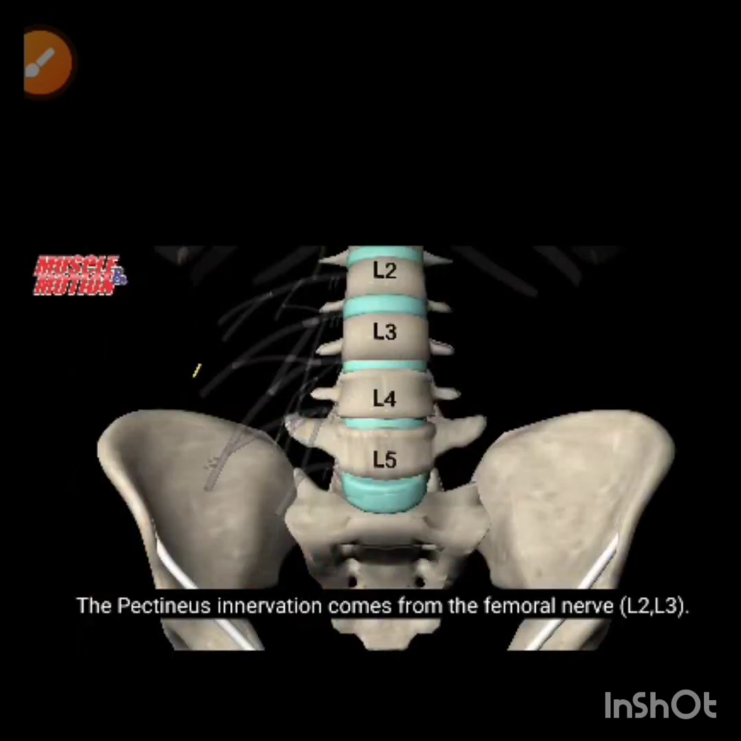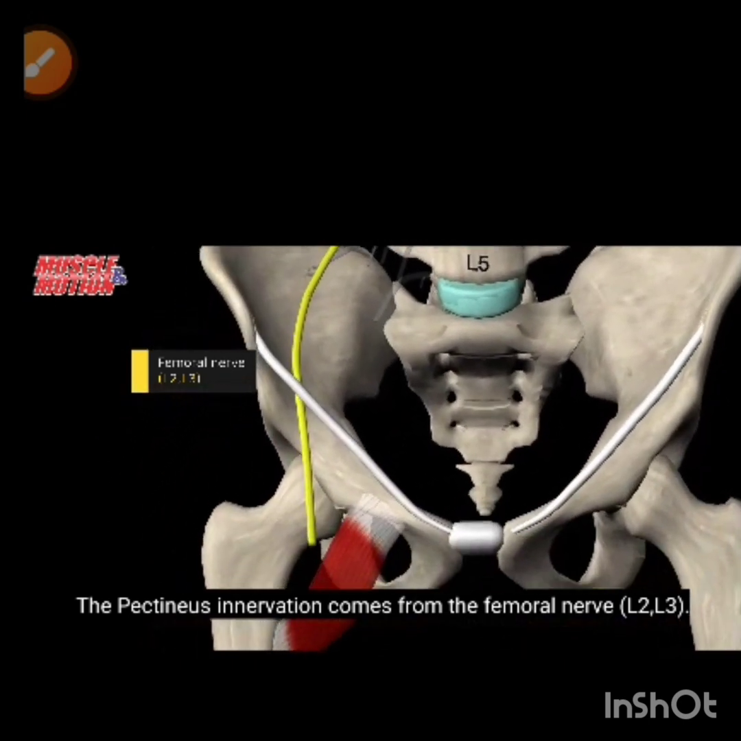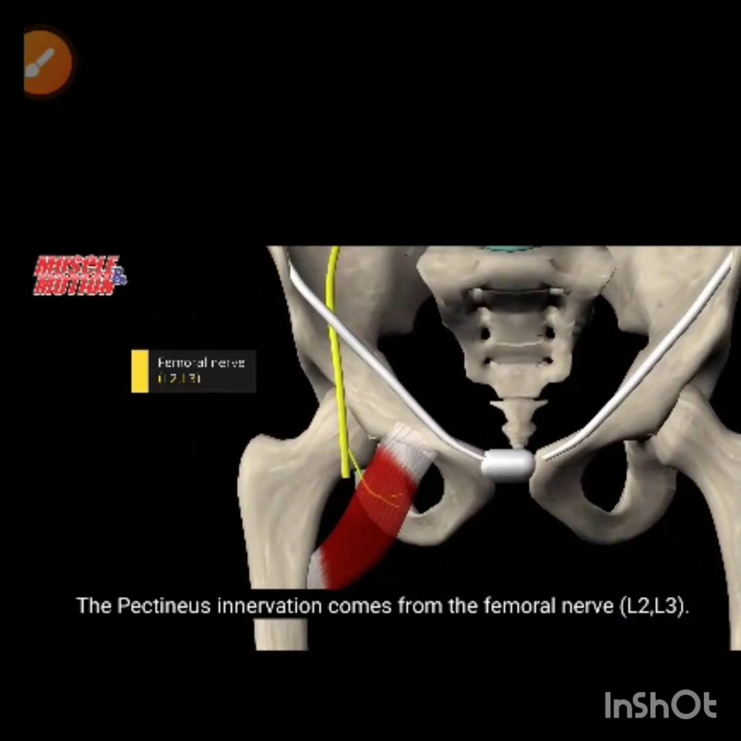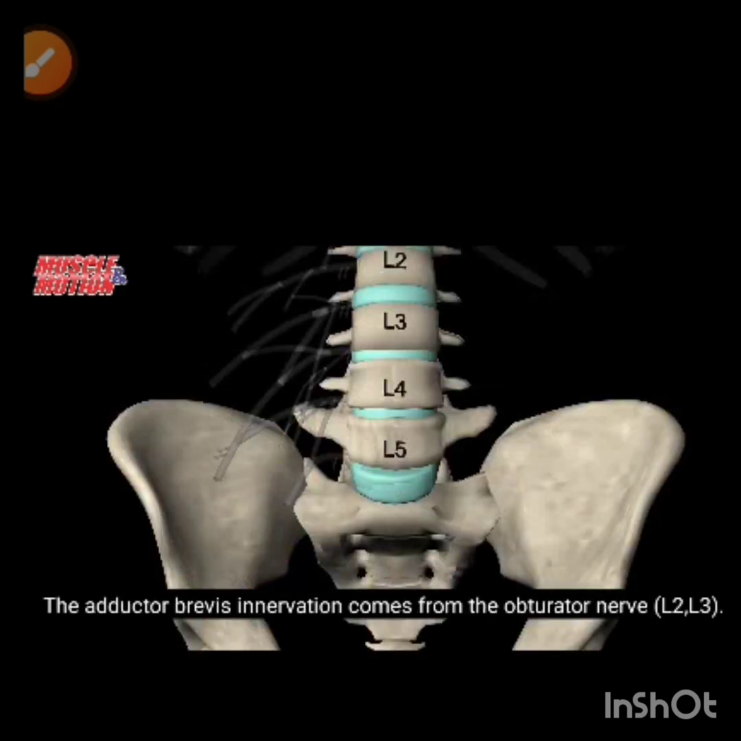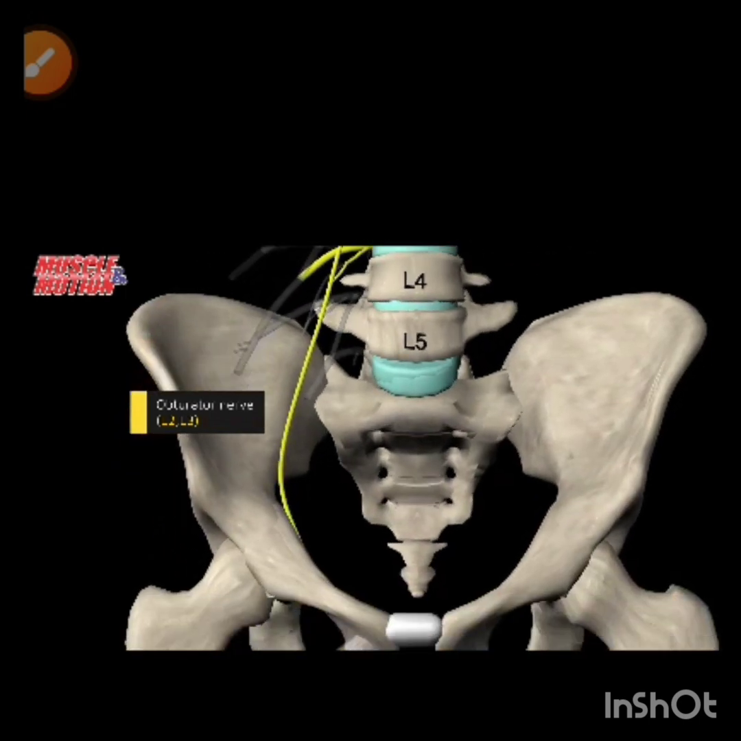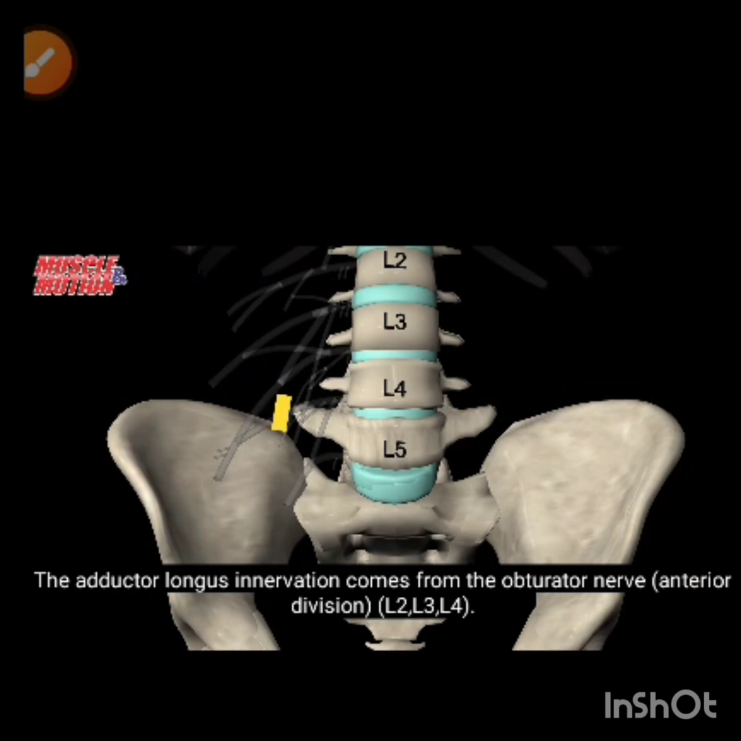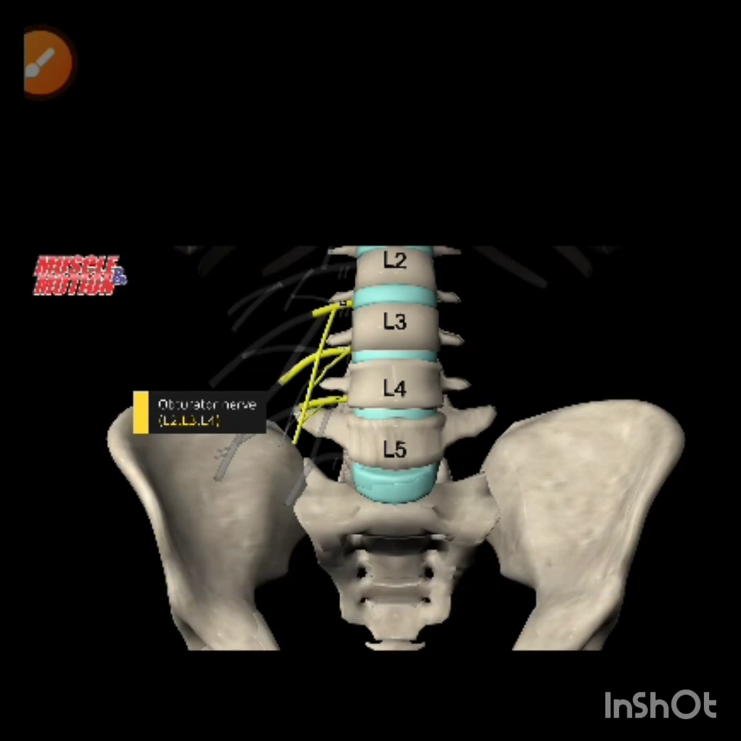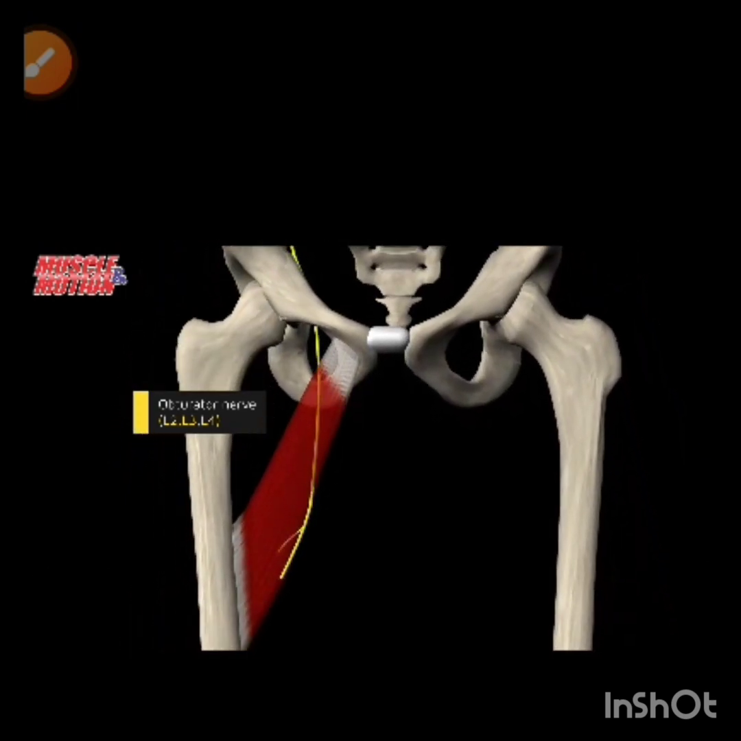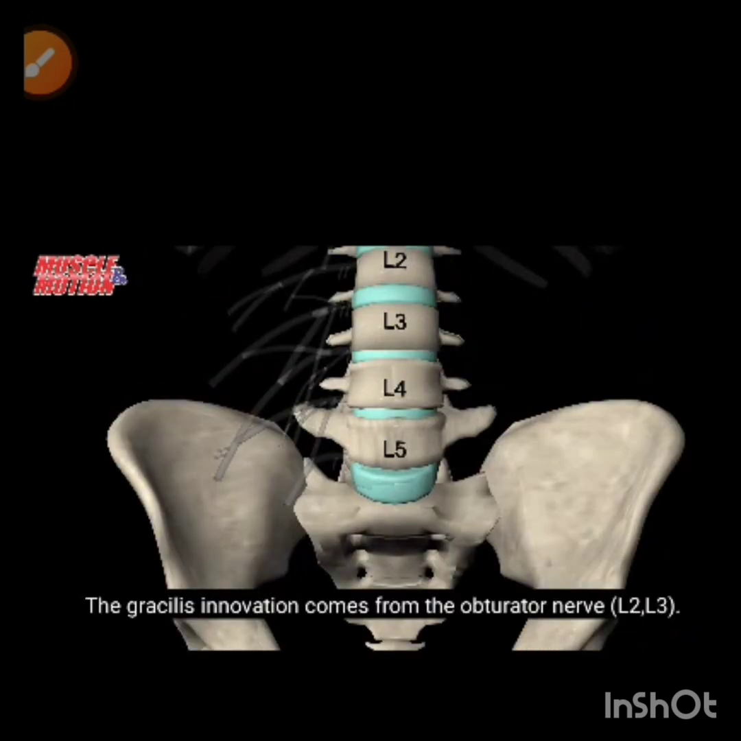The pectineus innervation comes from the femoral nerve, L2, L3. The adductor brevis innervation comes from the obturator nerve, L2, L3. The adductor longus innervation comes from the obturator nerve, anterior division, L2, L3, L4. Gracilis innervation comes from the obturator nerve, L2, L3.